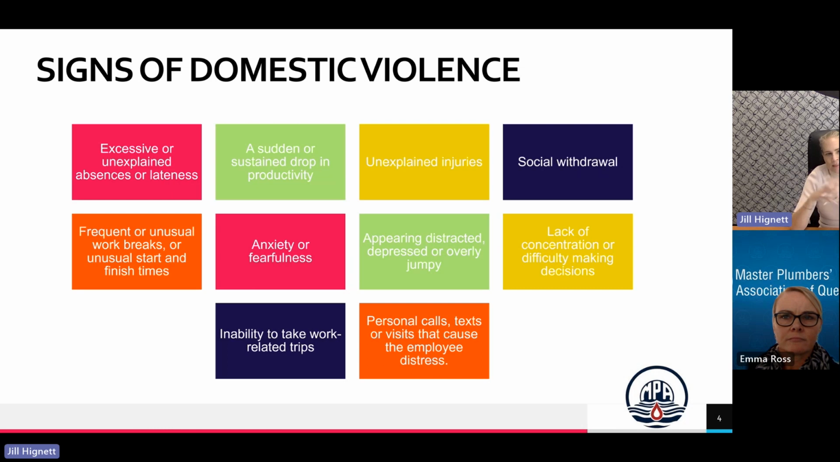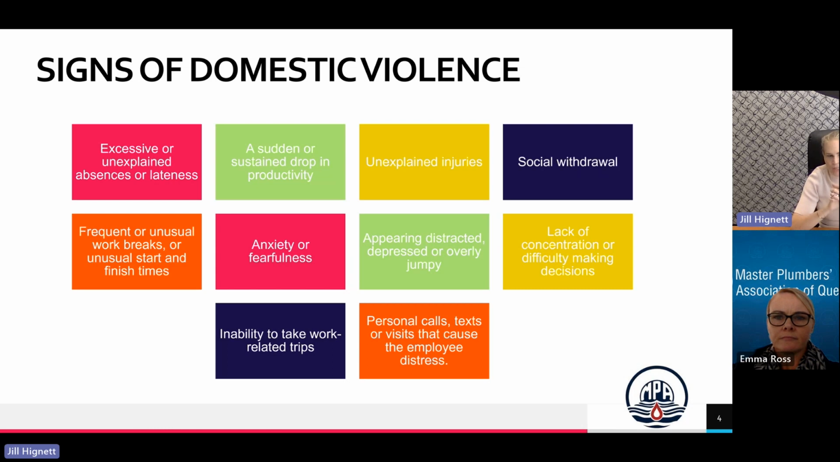A sudden or sustained drop in productivity. Obviously, if your mind's elsewhere on matters, it will flow on to your work performance. Unexplained injuries, obviously that's an obvious one. Social withdrawal, so yeah, from the workplace, if there's been a heightened or a definite withdrawal from previous behaviours. Frequent or unusual work breaks, they're going out on their breaks and on their phone and coming back stressed. Anxiety or fearfulness, that's obviously an obvious one. Appears distracted, depressed or overly jumpy, that's again an obvious sign usually.